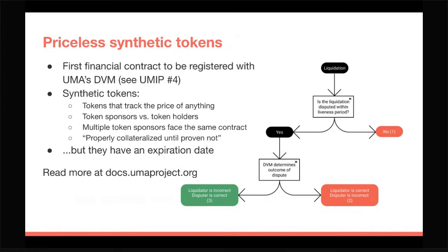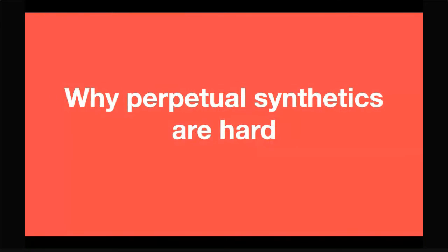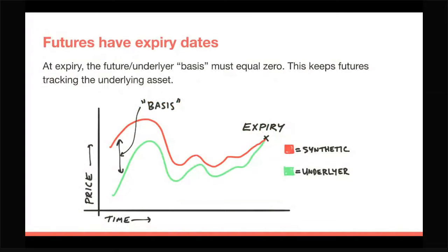But these are contracts that use this challenge response framework. You can almost think of it like a layer 2 for DeFi, where contracts themselves are assumed to be correctly collateralized until they're proven not to be. You can read more on our doc site. I won't go into too much detail, but the important note is that the synthetic tokens that we use have an expiration date. They are not perpetual. Next slide, Fernando. And the reason why those synthetic tokens are not perpetual is because perpetual synthetics are really hard.